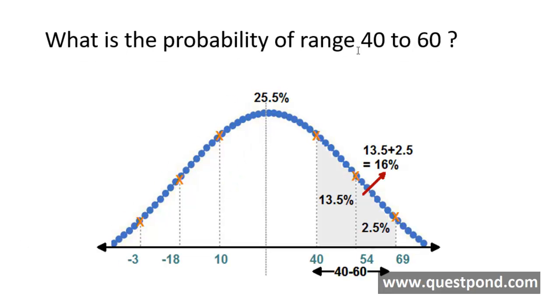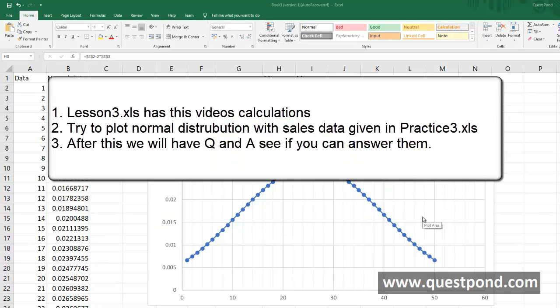What is the probability of the range 40 to 60 occurring? Okay, 40 to 60. So 40 to 60 lies at the right of the bell curve. Remember, that is between 40 to 69, where this 40 to 60 value will lie. So 13.5%, this section was, and 2.5%. So 13.5 plus 2.5 is 16%. So the probability of range 40 to 60 happening is 16%. So now you can see, once you know the distribution, it is very easy to predict the probability of the occurrence of that value. So that brings us to the end of this session.